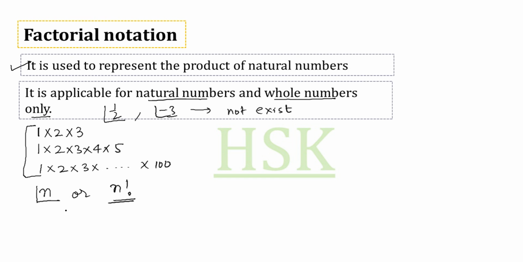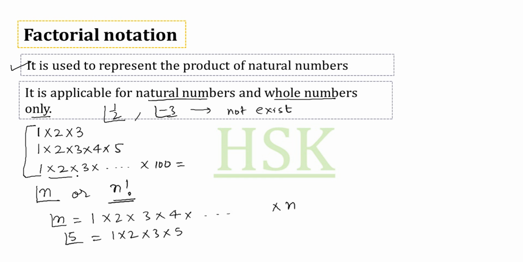So what do we mean by n factorial? N factorial is equal to the product of the first n natural numbers. So n factorial is equal to 1 into 2 into 3 into 4 and so on up to the last number n. So if we write 5 factorial, this means 1 into 2 into 3 into 4 into 5. Similarly, we can write 100 factorial.